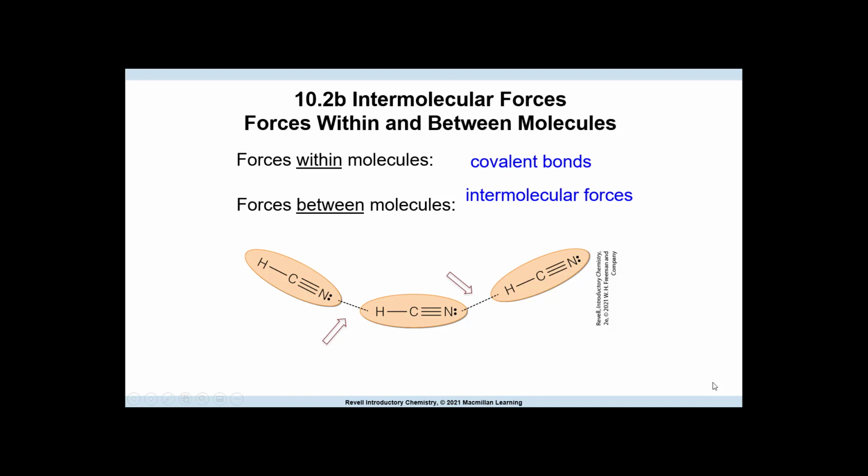Hi class, we are now on 10.2b. We're dealing with intermolecular forces. So in solids, forces of attraction hold particles close together. These forces vary for different types of substances. In this lesson, we're going to explore those intermolecular forces.